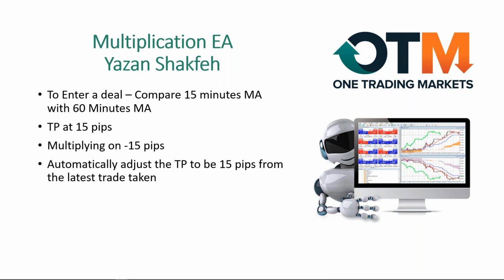And I'm just putting my formula. So I put the formula of comparing the 15-minute moving average with the 60-minute moving average. As I told you, if the 15 is above 60, I buy, and vice versa. And I take profit at 15 pips. And in case the market goes against me by 15 pips, I will do doubling again and again, and it will automatically adjust the take profit to be 15 pips from the latest trade taken.